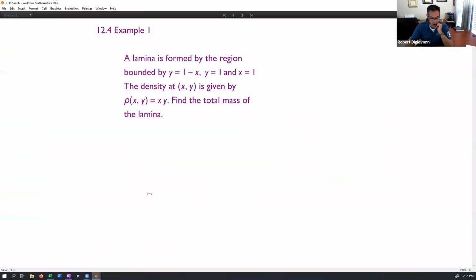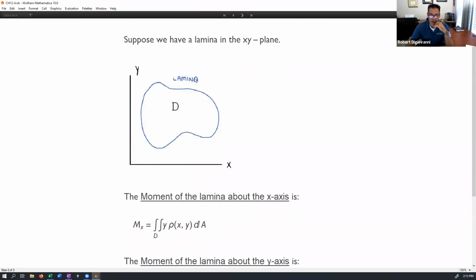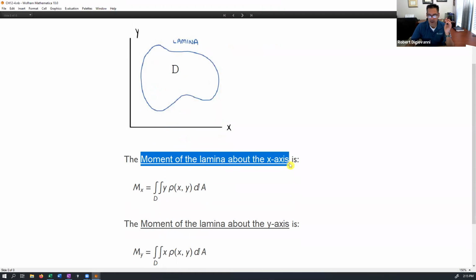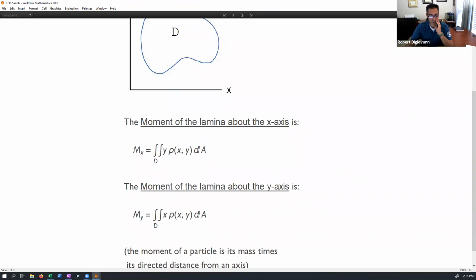Okay, moving on. So we have a way of finding the mass of the lamina, right? Now, after you learn how to do mass, you then learn how to find these other things called the moments. Now, this is a physics concept. You have the moments about an axis. So again, let's say you have a lamina. Let's say you're given the density function and you would like to find the moment of the lamina about the x-axis. By definition, the moment of the lamina about the x-axis is capital M subscript x.